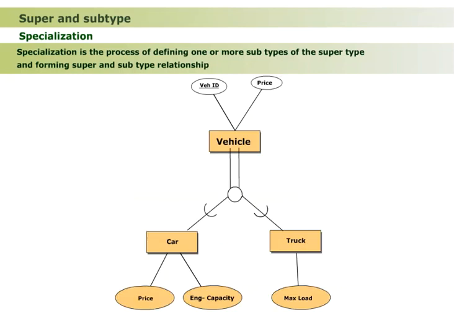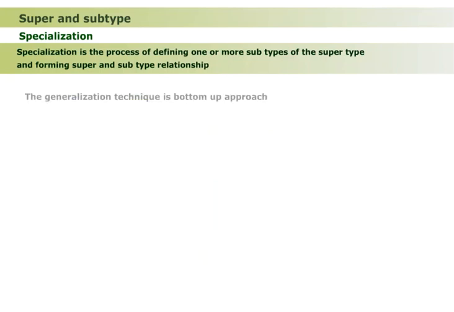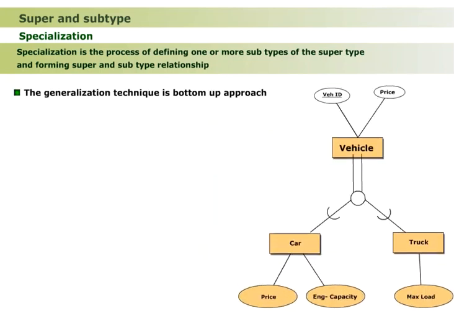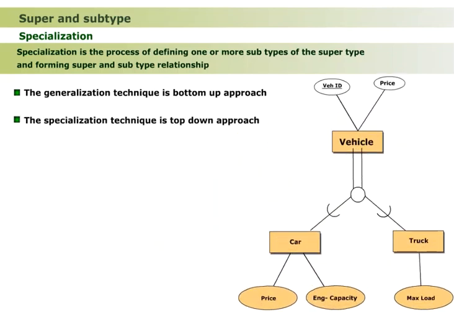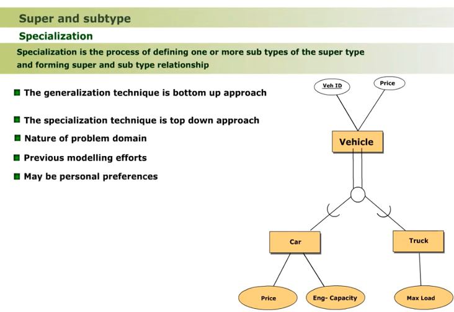Dear learners, now it is clear that generalization and specialization are two techniques used for modeling of super and subtypes. These are summarized as: the generalization technique is a bottom-up approach while the specialization technique is a top-down approach. The application of either of these techniques depends upon the nature of the problem domain, previous modeling efforts, if any, and maybe personal preferences.